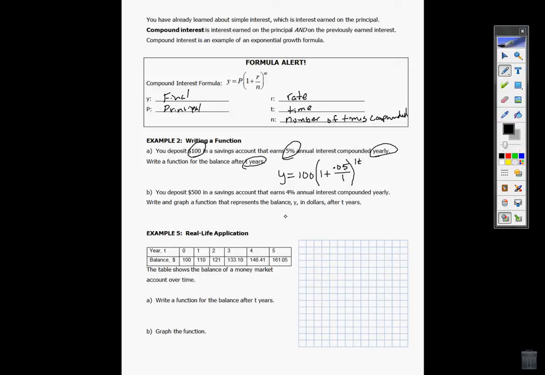Do me a favor, try B on your own. Remember that there are important pieces of information here: the initial deposit, the rate, how many times it's compounded per year, and what t represents. Okay, try that out and we'll take a look at it in class.